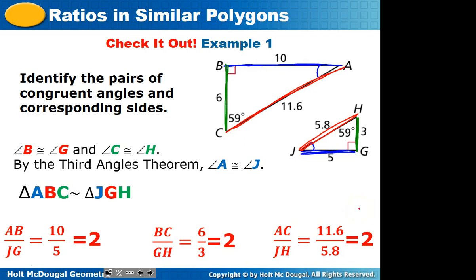Again, the important part to notice here is that we have the same ratio all 3 times. We already proved that the angles in the triangles were congruent. So the two conditions are met again, and so we can say that these two triangles are similar.